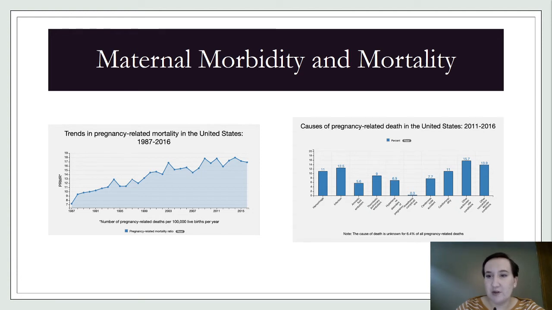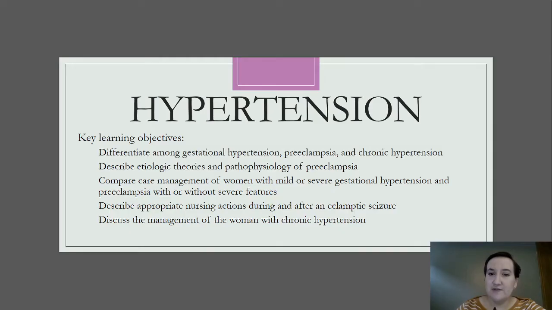What are our biggest causes? We've got cardiovascular conditions, we have infection, we have hemorrhage, we have cardiac, and then we've got hypertensive disorders. Absolutely, we need to be concerned about this. And we're going to talk about how this is breaking down to a state level, from a national point, etc. So let's first talk about hypertension. So we're going to be talking about the differences between gestational hypertension, preeclampsia, and chronic hypertension.